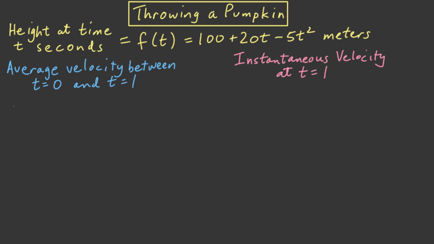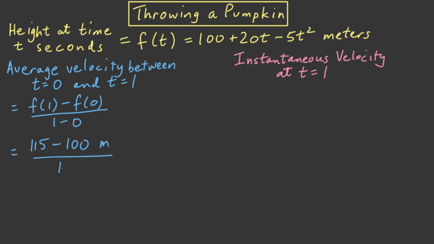We know that average velocity is the change in height, so f of 1 minus f of 0, divided by the change in time, 1 minus 0. And we can just calculate these things. F of 1 is 115. F of 0 is 100, and that's in meters. And on the bottom, we have a time of 1 second. So we've got 15 meters per second for our average velocity. Wonderful.